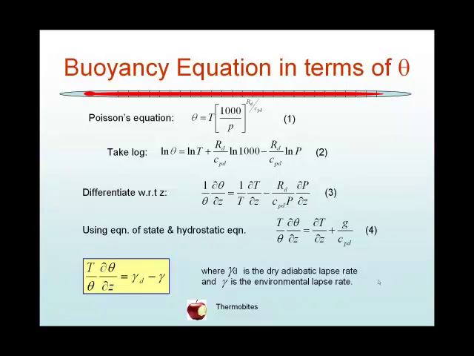Now g/cpd is the dry adiabatic lapse rate, and we define the lapse rate of the environment as gamma is minus dT/dz, so that we can rewrite our equation now as T/theta dtheta/dz is equal to gamma d minus gamma. And so we can look at how the potential temperature changes with height and infer whether or not a layer of atmosphere is statically stable or unstable or neutrally stable.